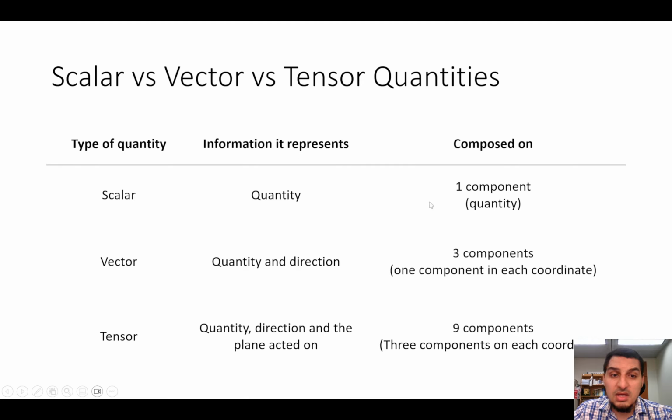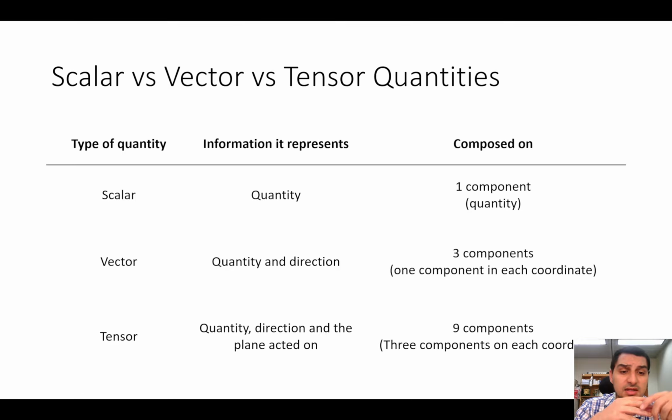It has a magnitude, and it doesn't have a direction. It's just a magnitude. And then we have the vector. It has magnitude and direction, and it's defined by three components. So we define it by a component in the x direction, in the y direction, and in the z direction if it's Cartesian coordinates. And then we have the tensor, which has a magnitude, a direction, and the plane it's acting on.